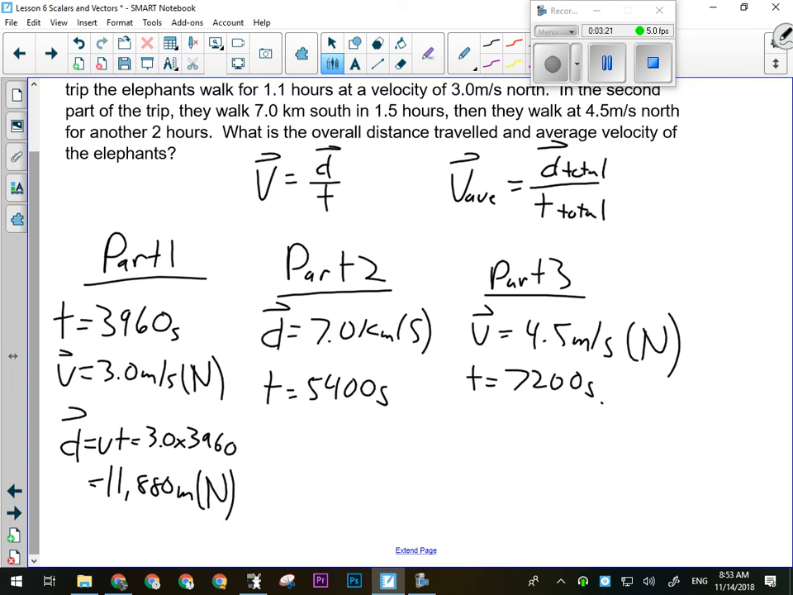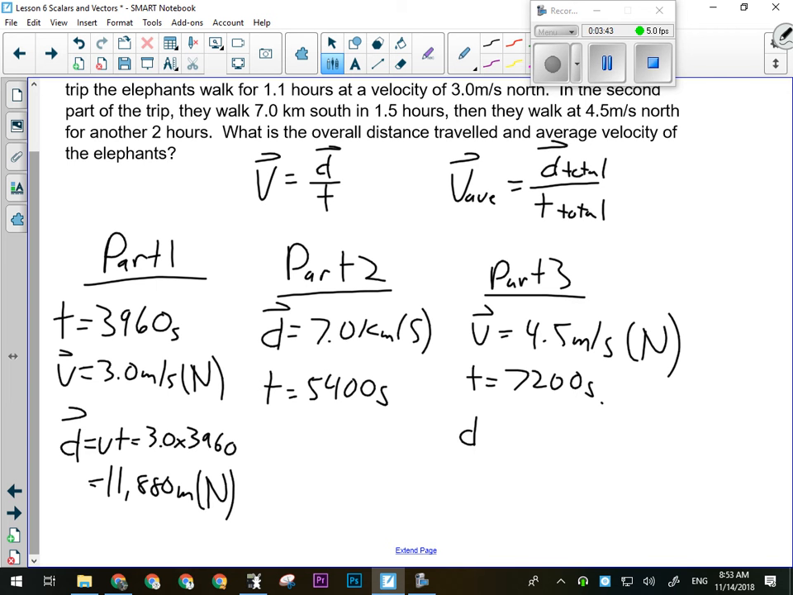North. How do I know it's north? It says that they were walking at a velocity of 3 meters per second north. It would be impossible to travel a displacement anything other than north if that's the direction you're walking. So now I've got displacement and time for part 1. I have displacement and time for part 2, but I still need to find displacement for part 3.